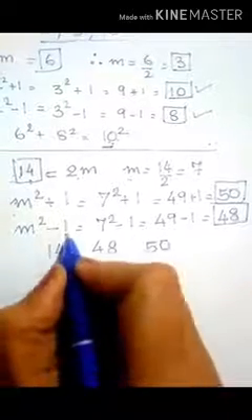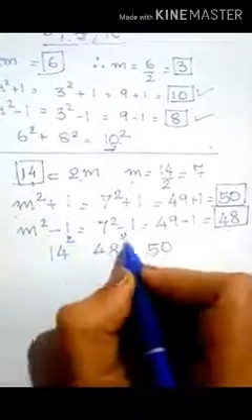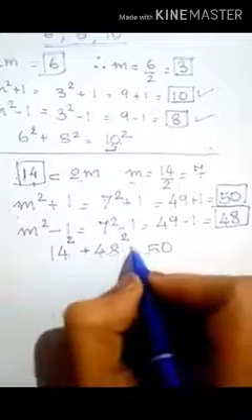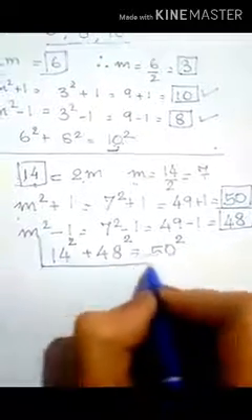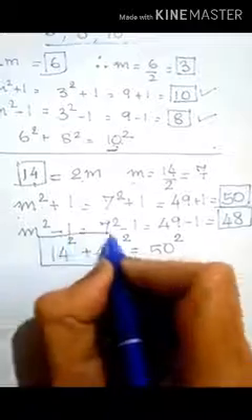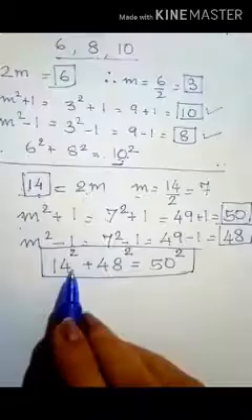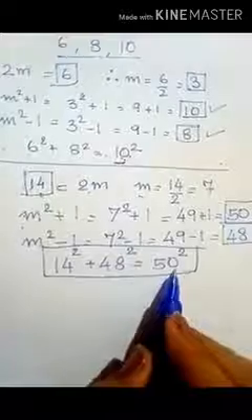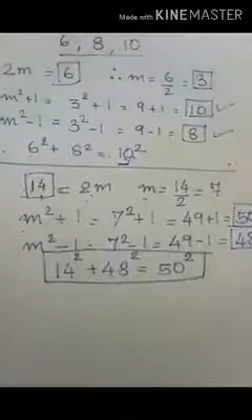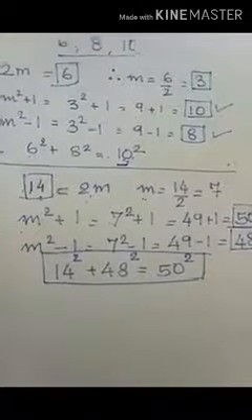So 14 square plus 48 square is going to give me 50 square. Now this makes the Pythagorean triplet. But what do you have to do now? Check your answer. Check whether 14 square plus 48 square gives you 50 square or not. So this is how you find the Pythagorean triplet for any given number.